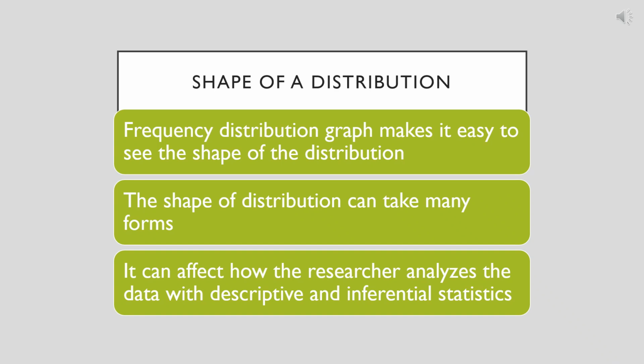Now, the shape of the distribution, that's just, again, the shape of a frequency distribution of a set of numbers. It can take on basically infinite forms, depending on how many numbers there are, how many participants there are, and the possible amounts of variation within that single variable that you're looking at. And again, this really affects how the researcher analyzes the data in terms of which descriptive statistics they want to use and which inferential statistics are going to be valid for that data.